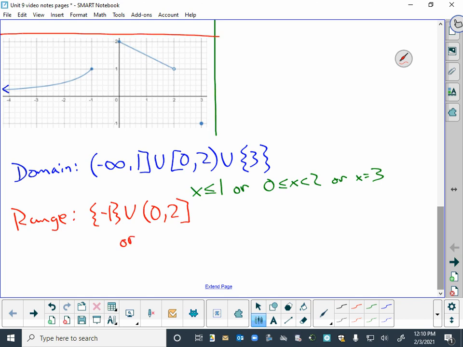Or if I was describing it as an inequality, I would have to say x is equal to -1, or 0 is less than x is less than or equal to 2. I could describe it that way as well. Okay. So there's just more information on domain and range. It's going to be important concepts as we talk about some of the properties and attributes of functions in this unit.